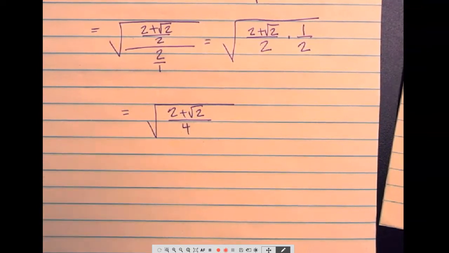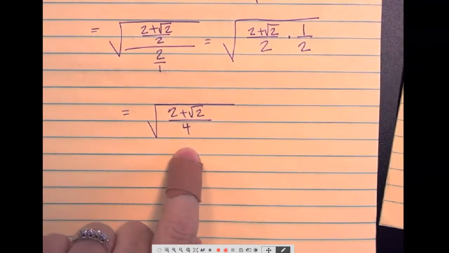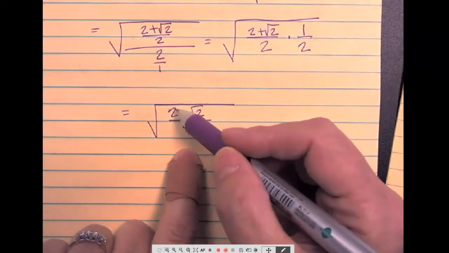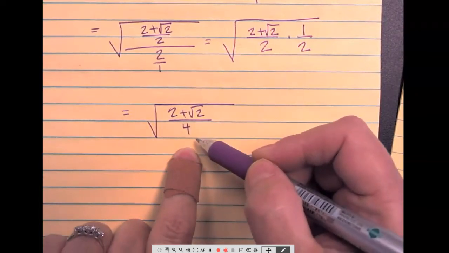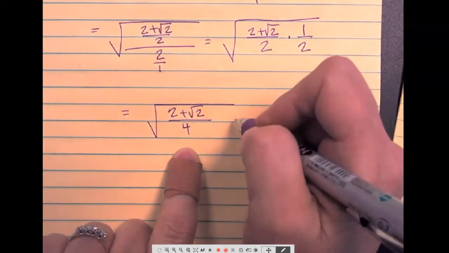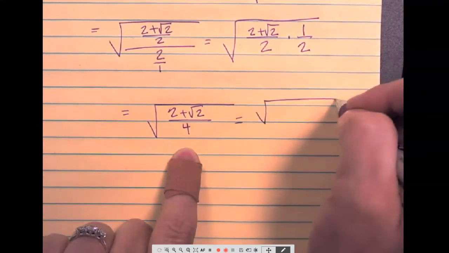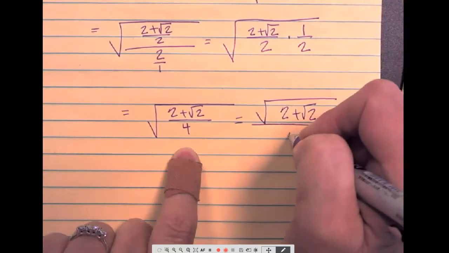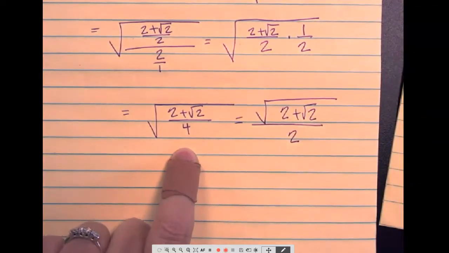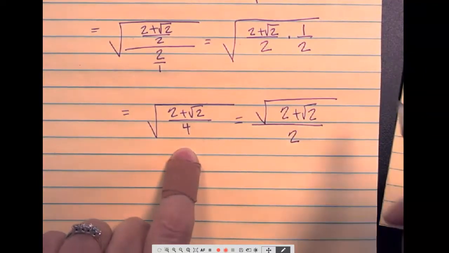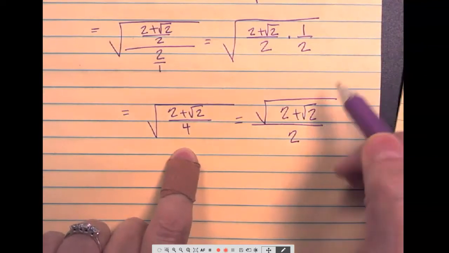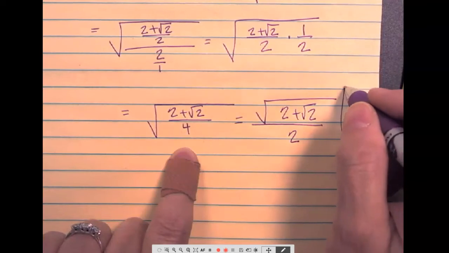But wait, there's more. What's the square root of 4? 2. This top, that is not a perfect square. It is going to stay under the radical. But square root of 4 is just plain old 2. So my final answer will be that over plain old 2. You've never had a square root under a square root, but it's okay. It can happen, and we can leave it like that.